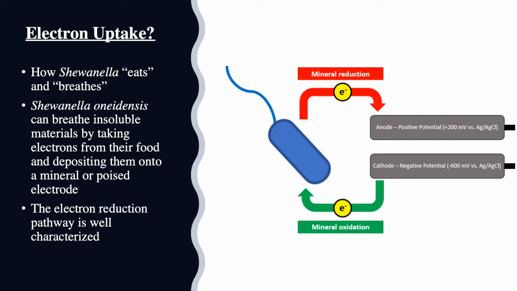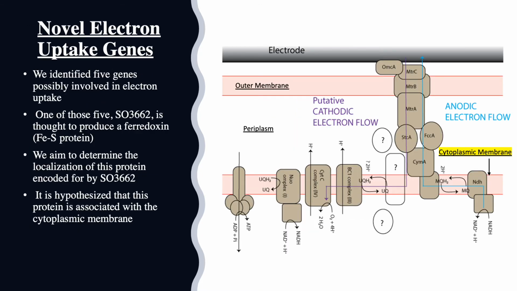Mineral reduction has been fairly well characterized, but the reverse of this process, mineral oxidation, has yet to be completely understood and defined. Previously, we did a genome-wide screen of non-essential genes, searching for phenotypes of non-electron uptake. From there, we identified 5 genes encoding for proteins that were possibly involved in this electron uptake pathway.